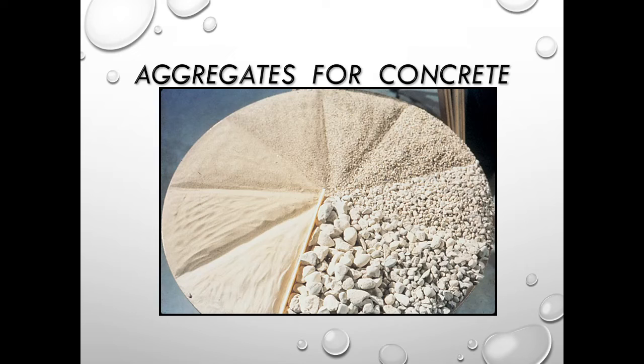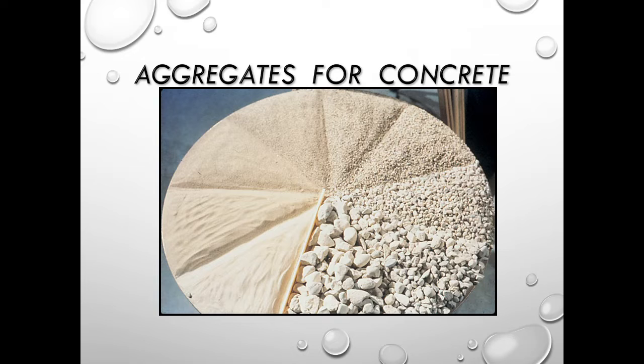In this unit, we're going to be looking at aggregates for concrete. Typically, aggregates make up the largest volume of a concrete mix and typically consist of coarse aggregate and fine aggregate, sometimes referred to as sand. And you can see in this slide that the aggregates vary not only in size but also in shape.